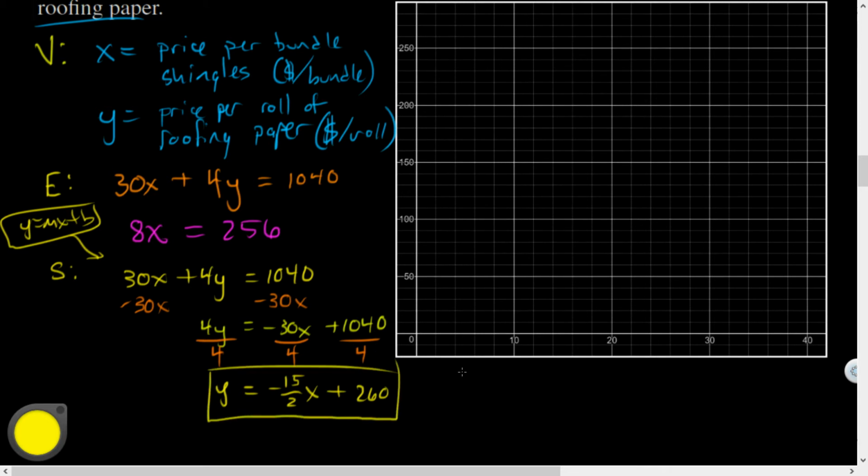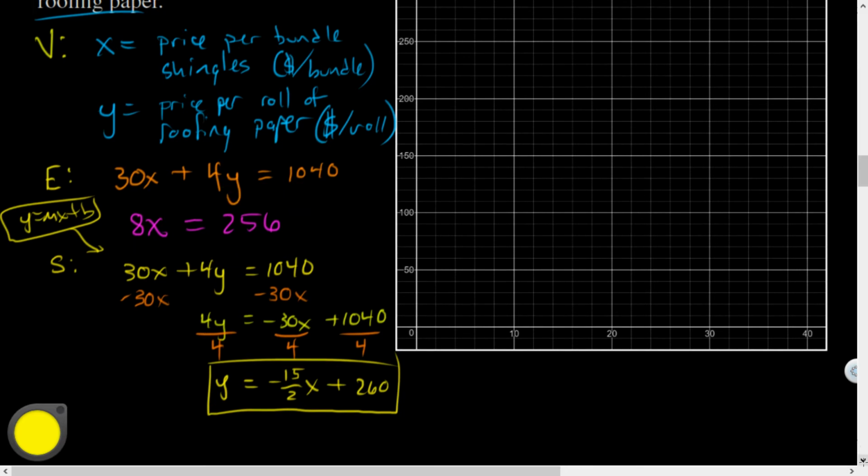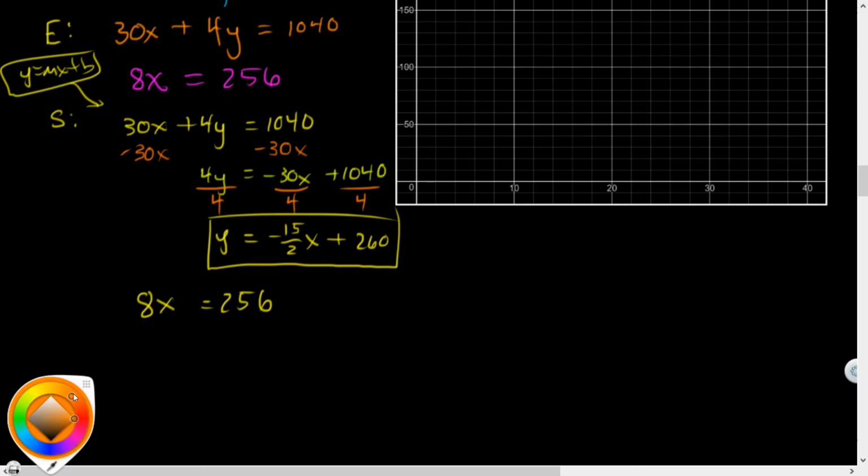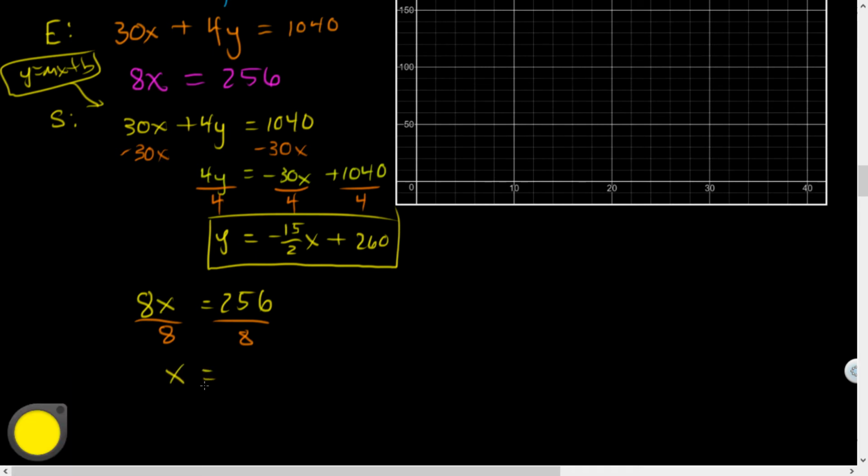Here's one equation. How about this other equation? What could I do to that equation to rewrite it? 8x equals 256. What would I divide both sides by? Yep, to get x by itself. And x is going to equal, I should know that. 256 divided by 8. Man, 32. That's good stuff.